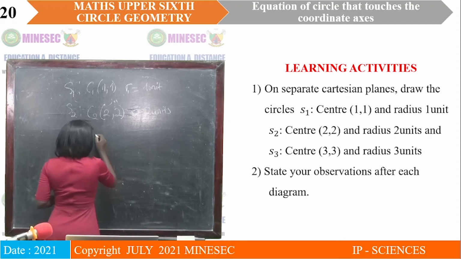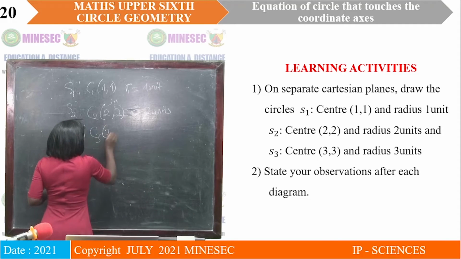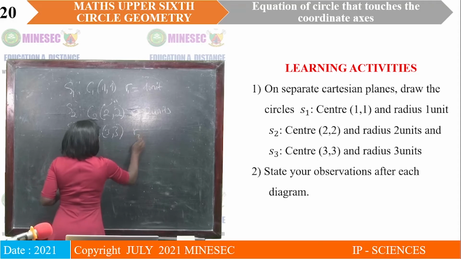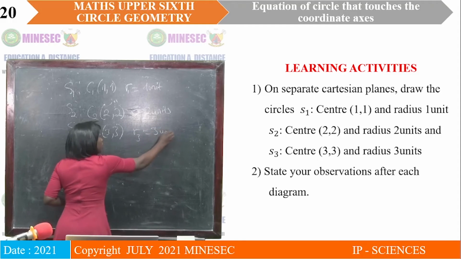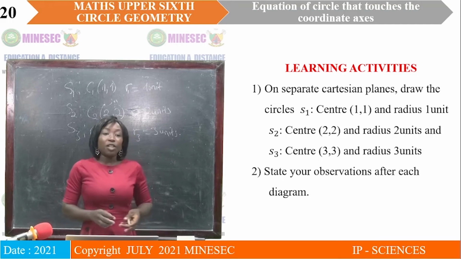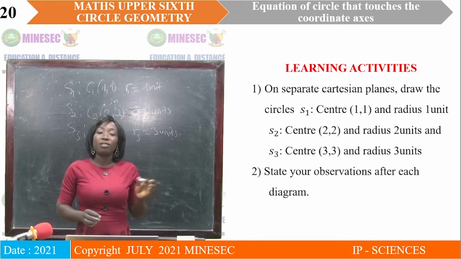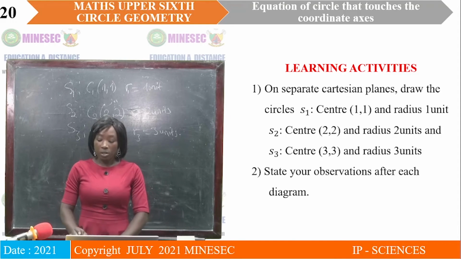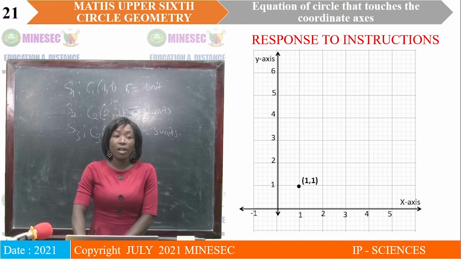Circle S3 with center (3, 3) and radius 3. We are going to state our observations after each diagram, which means that when we draw the diagram, we state our observations after it. So we have the first one.